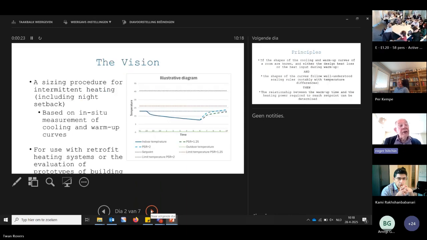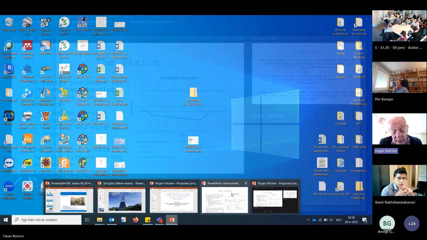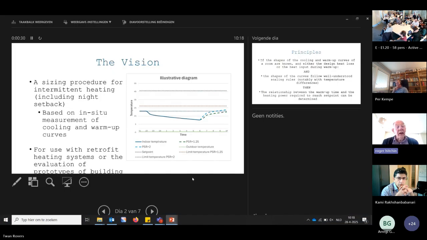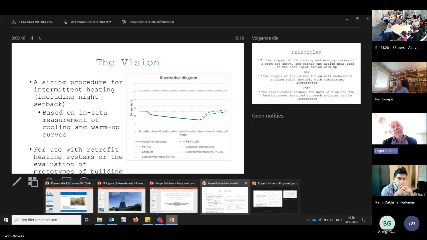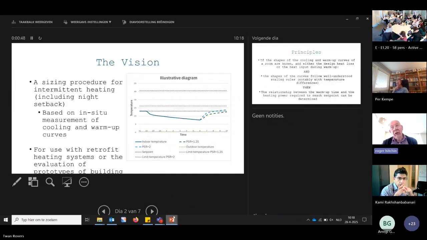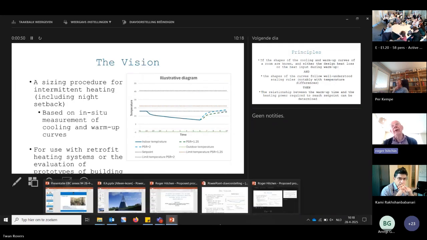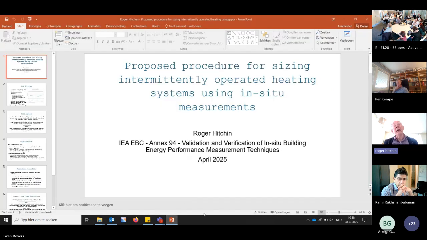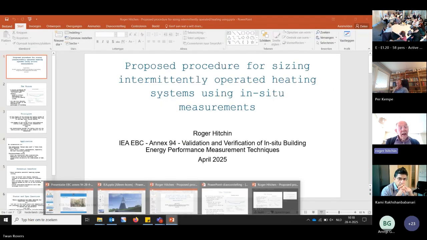Okay, so the issue is that where a heating system is operated intermittently, as most of them in the UK are, or at least with night setback, the vision is to have a method that depends only or very largely on in-situ measurements to come up with the sizing of the system, or more specifically, the relationship between the warm-up time and the power of the system.